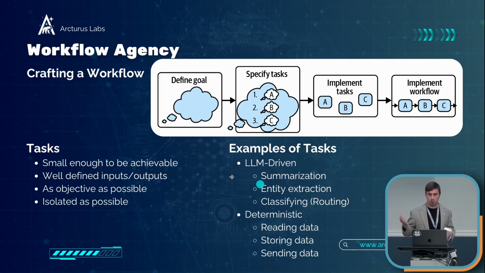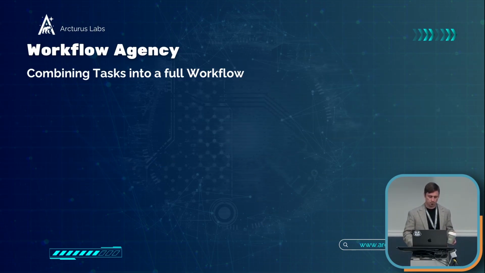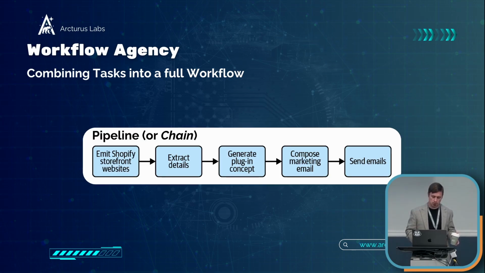Deterministic things are important. You need to read the data from somewhere. You need to write it somewhere. You need to store it. There are modifications that you can make that don't involve actually getting out an LLM. And once you have all these individual tasks, you combine them into the full pipeline.